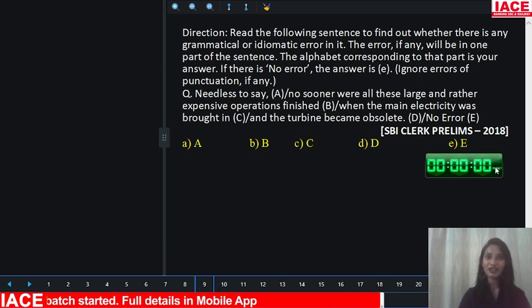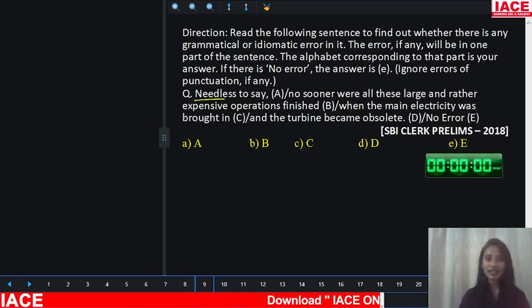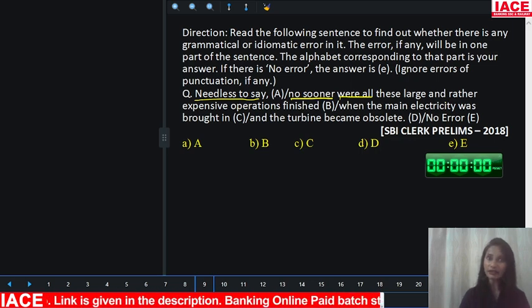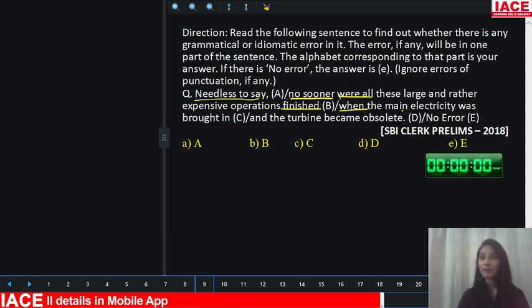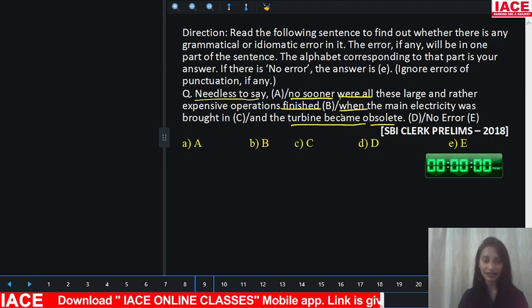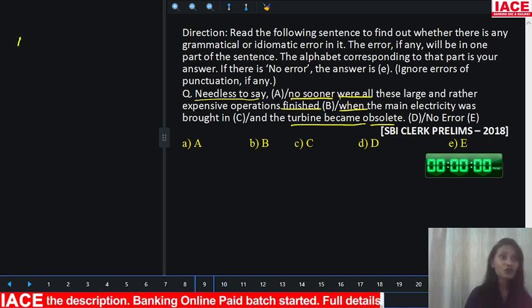Well, your time is up. Here you have to find an error in the given sentence. What is the sentence here? Needless to say, an expression. No sooner were all these large and rather expensive operations finished when the main electricity was brought in and the turbine became obsolete. So the sentence is in past, okay, fine. But here we have connectors. What is that? No sooner.